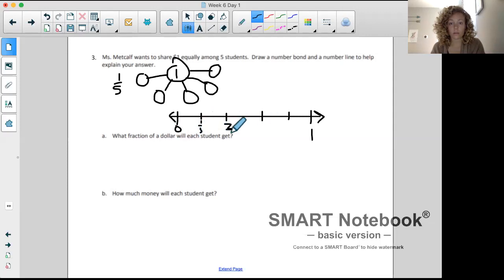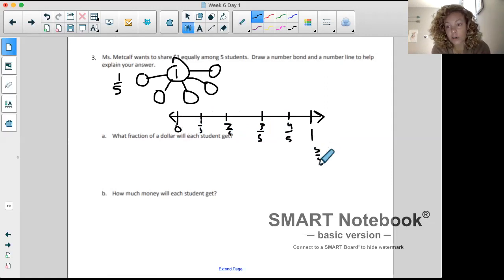2/5, 3/5, 4/5, and 1 whole is equal to 5/5. Okay.